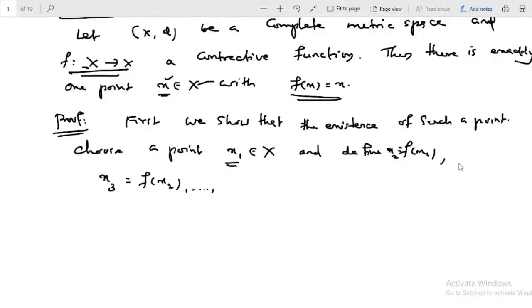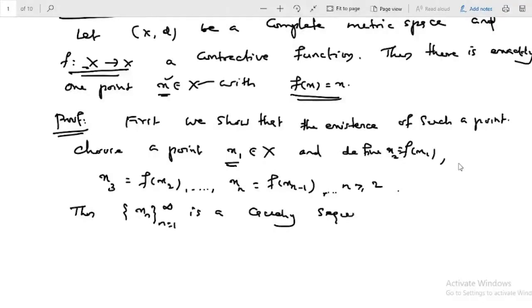x2 is f of x1, x3 is f of x2 and so on, and xn is equal to f of x(n minus 1) for n greater than or equal to 2. Okay, for n greater than or equal to 2. Then this sequence x1, x2, etc., we can show that this is a Cauchy sequence in X.